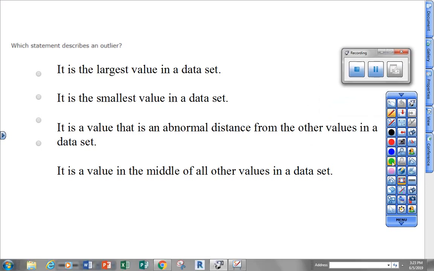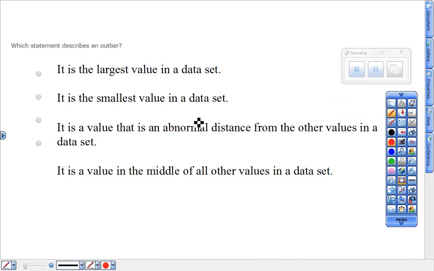As you just see, look for that key word, abnormal distance. That means further away from all the other points. That's what an outlier is. If you have some data graphed and then you have this random point way far away, abnormally far away from the others, that is the definition of an outlier. A data point that is way far away from all the other ones.